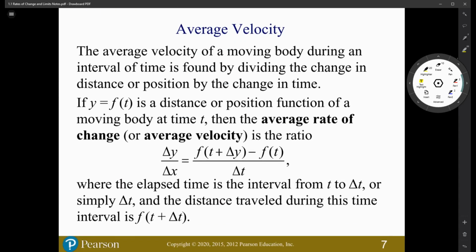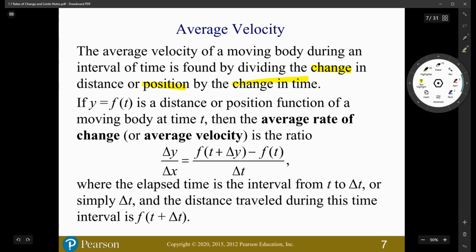So we begin then with average velocity. The average velocity of a moving body during an interval of time is found by dividing the change in distance, or position, I'm going to go with change in position, by the change in time.